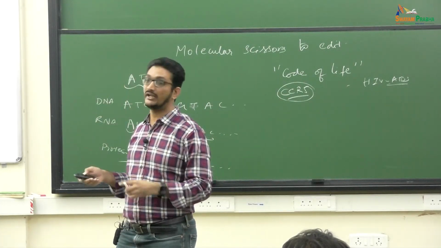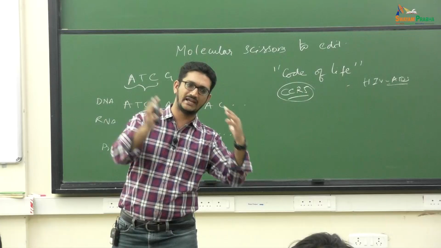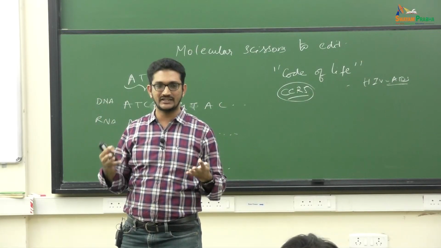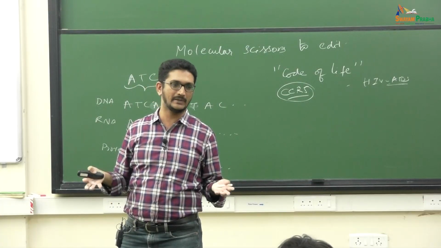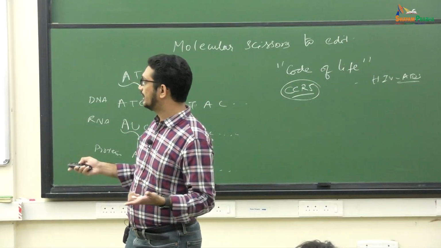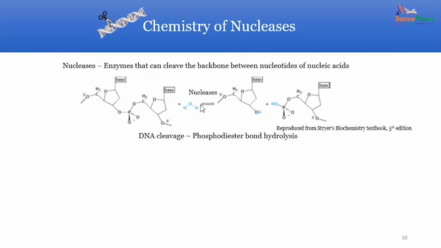Now, how do I do it at a chemical level? Let's come back to the basic unit, because when we are talking about all this gene editing, what is happening in our body is a bunch of chemical reactions, right? So when I am talking about DNA editing, I am talking about a chemical reaction done by enzymes called nucleases.